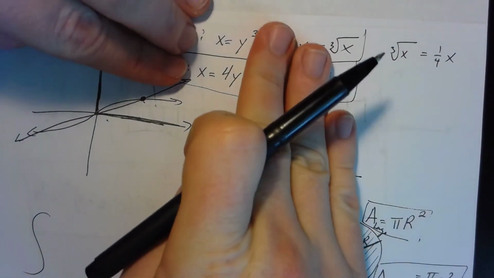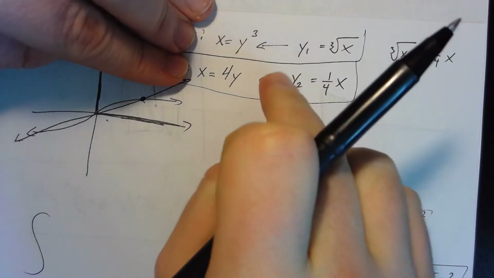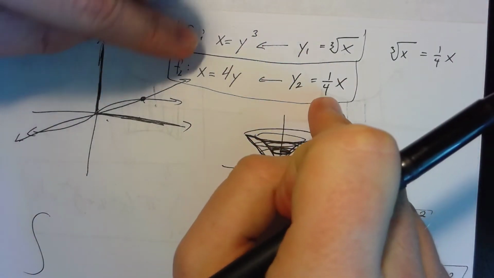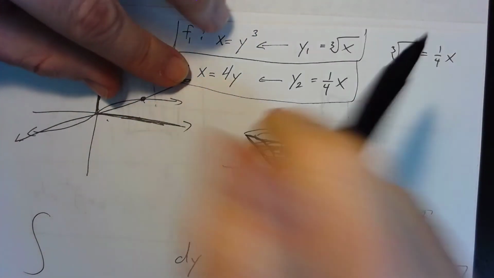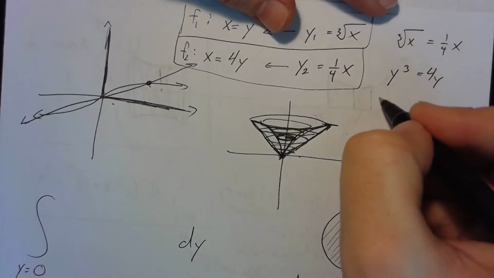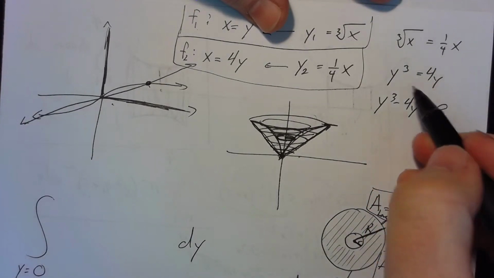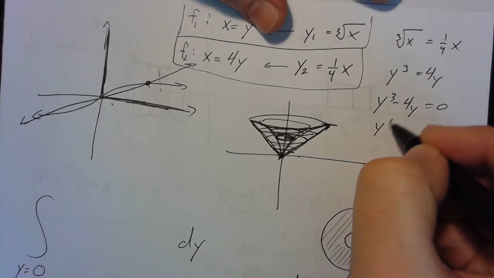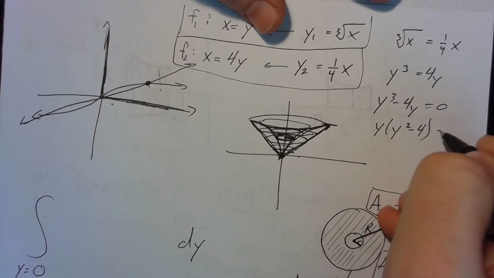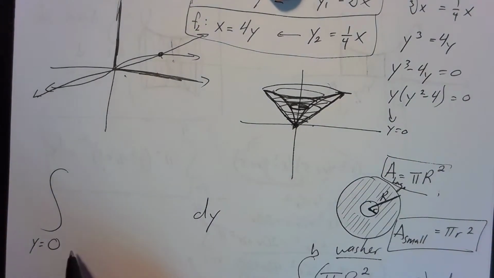But if I look here at these two equations, I can do the same thing I did. Instead of setting y1 equal to y2, I'm going to set x1 equal to x2. So I end up with y cubed equals 4y, which if I go ahead and solve this like I would any other polynomial, I'll subtract the 4y over. I'll factor out a y, giving me y squared minus 4 equals 0. This one tells me y equals 0, which I already had.